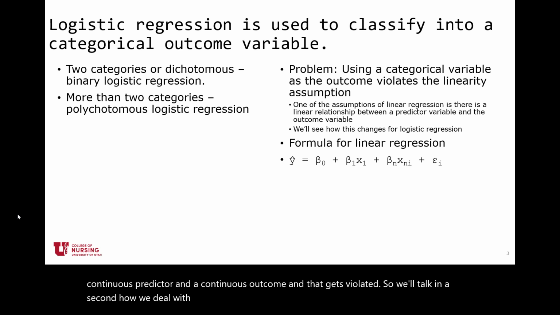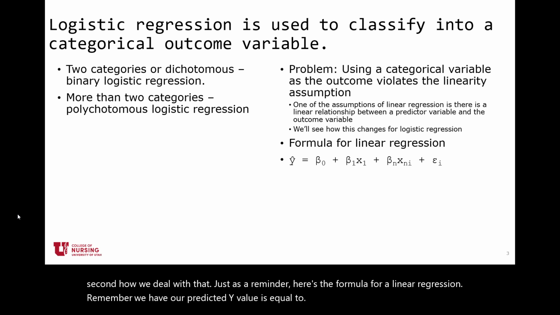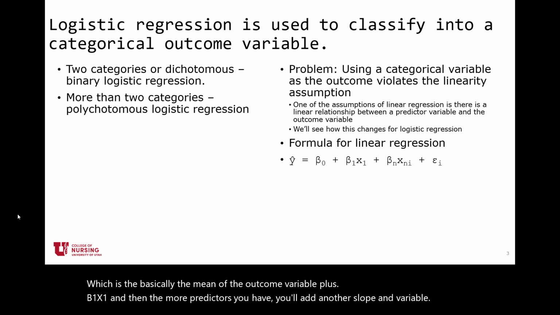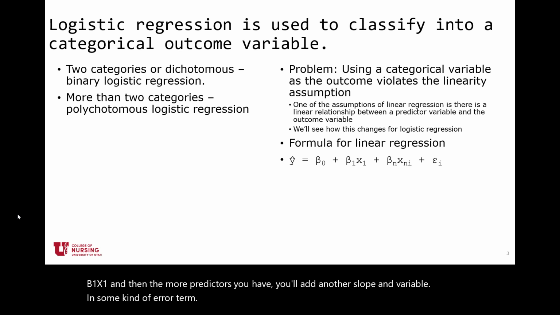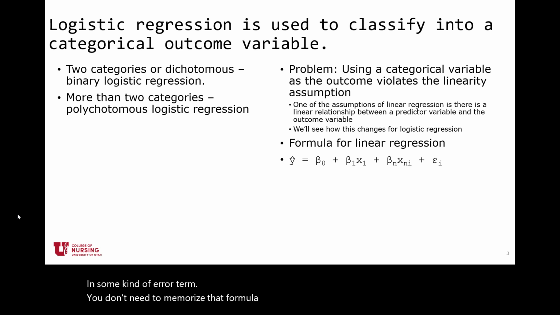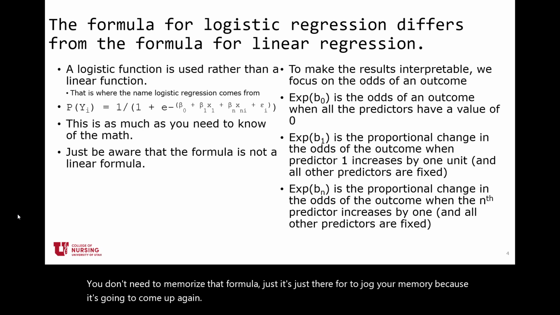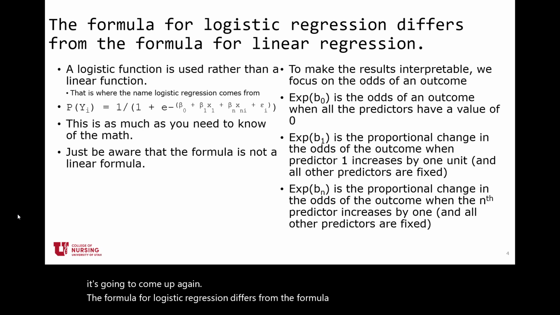Just as a reminder, here's the formula for linear regression. Remember, we have our predicted y value is equal to b naught, which is the intercept, which is basically the mean of the outcome variable, plus b1 x1, and then the more predictors you have, you'll add another slope and variable, and some kind of error term. You don't need to memorize that formula, it's just there to jog your memory, because it's going to come up again.